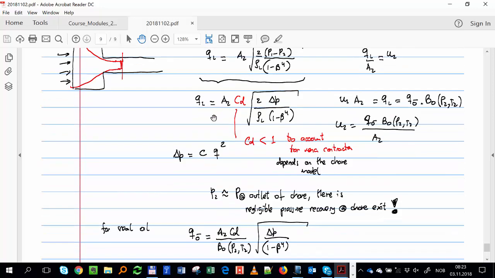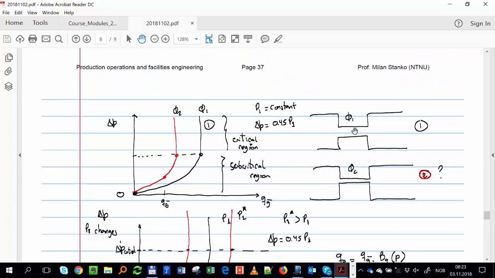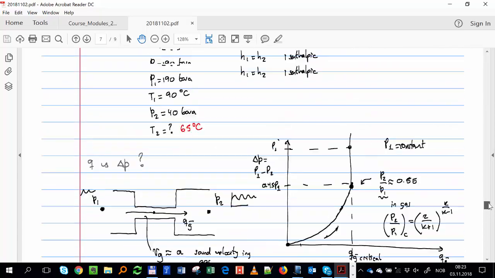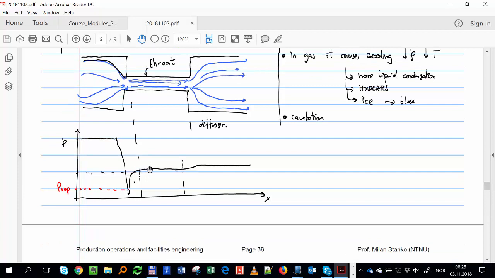Another assumption is that in a choke, we normally don't measure pressure here at the throat. We measure pressure here, downstream. But I told you that normally in a choke, we say that the recovery of pressure after the throat is very, very small. Because you lose pressure, and the idea of the choke is that you don't recover this pressure. So you can say pressure at the outlet is very similar to pressure at the throat.